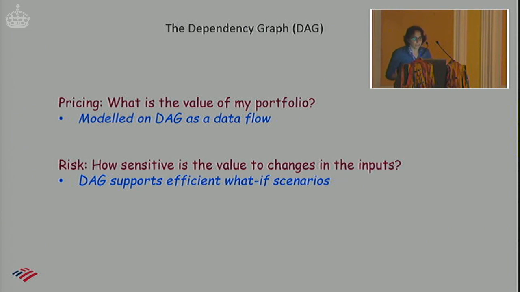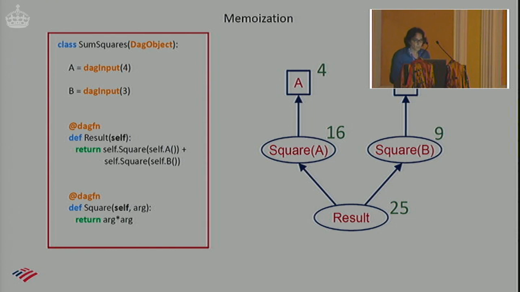And for these two calculations, we have the DAG to model our calculations as a data flow. Think about Excel. You wouldn't be too far off. And for the what-if scenarios, we have features in the graph that are specifically designed to make them efficient. So it looks something like this.